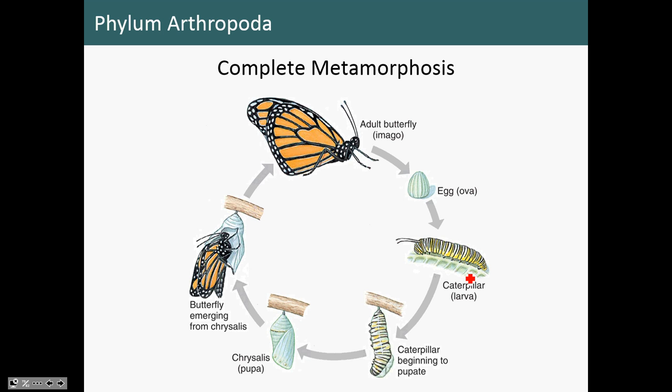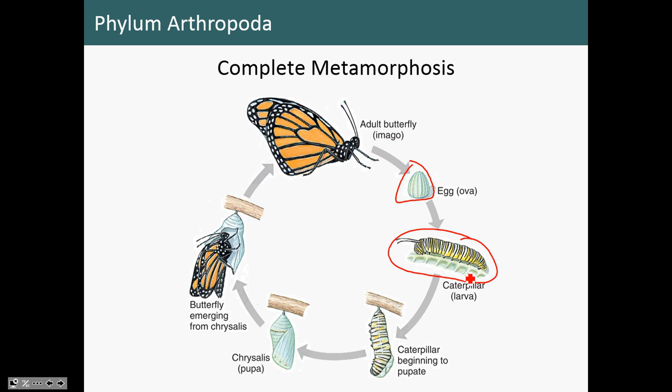Some insects undergo complete metamorphosis. And when they undergo complete metamorphosis, that means they completely change their body shape between their juvenile state and their adult state. So a butterfly is a classic example of complete metamorphosis. We start with an egg. The adult lays the egg. The egg hatches into a larva.